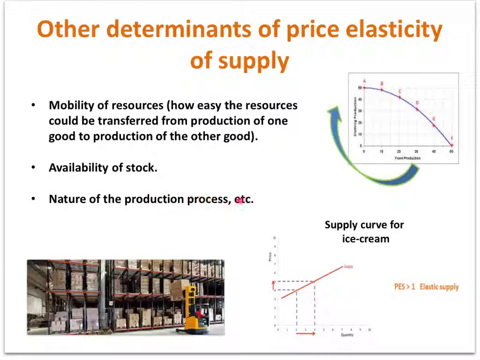Nature of production process means that production of some goods, like supply of ice cream, could be increased in a very short period of time, while it could take years for some other goods to produce more. For example, if we are producing pine trees, it could take 10 or 20 years for the trees to mature.